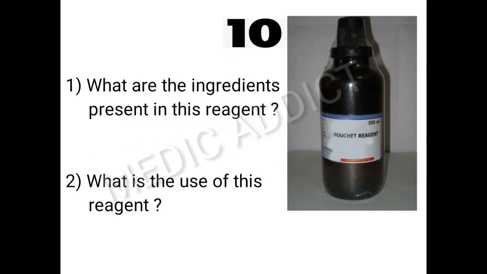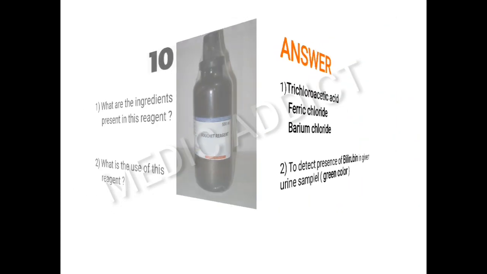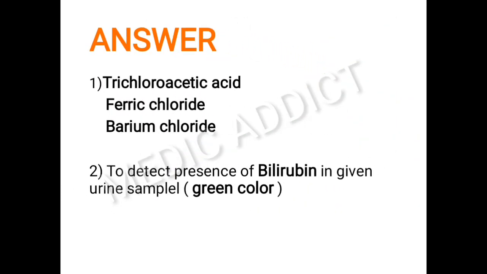Moving to the last spotter: what are the ingredients present in the reagent and what is the use of this reagent? As you can see from the spotter, it is a Fouchet reagent. The ingredients present in the Fouchet reagent are trichloroacetic acid, ferric chloride and barium chloride. You need not know the exact concentration in which these reagents are mixed to prepare a Fouchet reagent. Now, what is the use of the Fouchet reagent? It is used to detect the presence of bilirubin in the given urine sample. Whenever we put the Fouchet reagent, it will give a green color that shows a positive test, which confirms the presence of bilirubin.